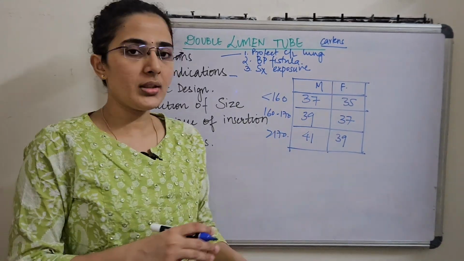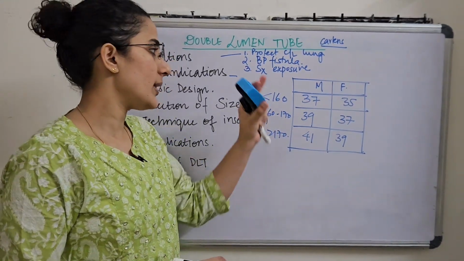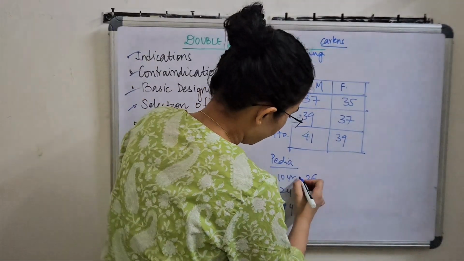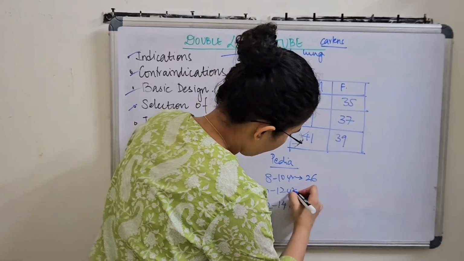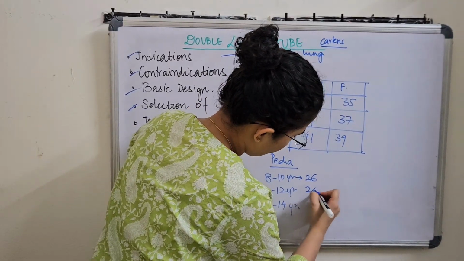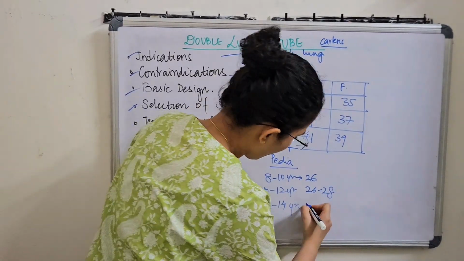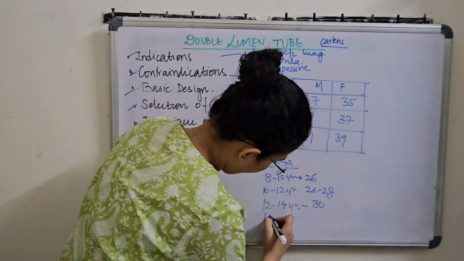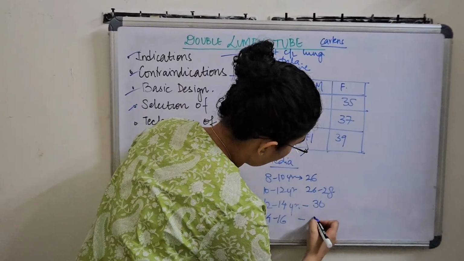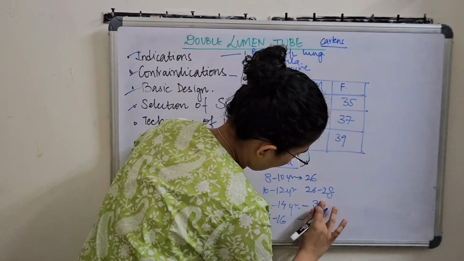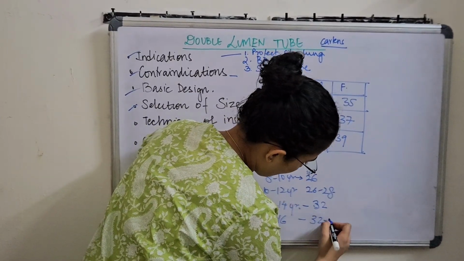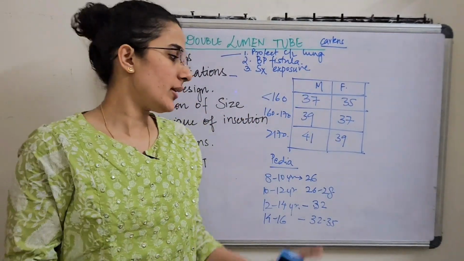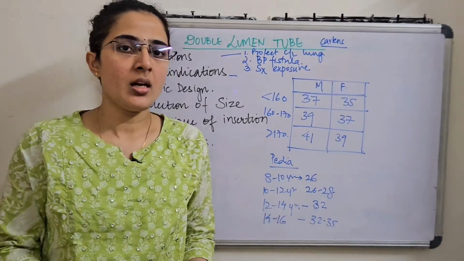These will be the sizes of the DLTs which we commonly use based on the sex and the height of the patient. For 8 to 10 years, it is size number 26. For 10 to 12 years, it will be 26 to 28, it may vary. For 12 to 14 years, it may be around 30. And for 14 to 16 years, it may be around 32 to 35. So the approximate size of the DLTs in the pediatric age group can be based on this.